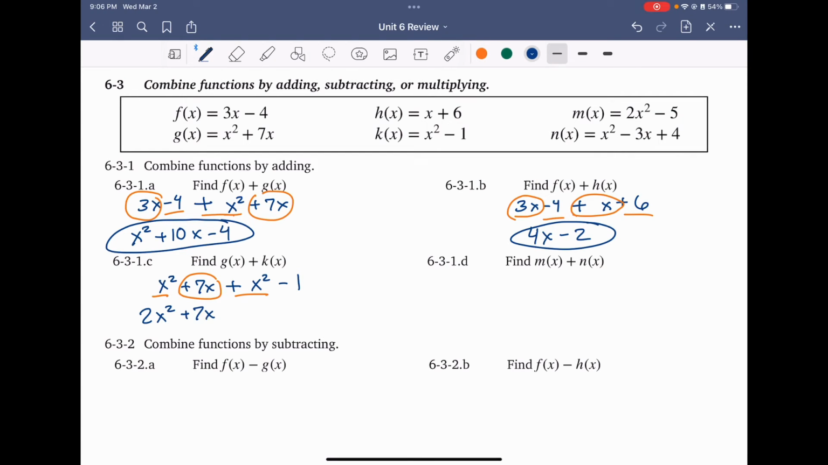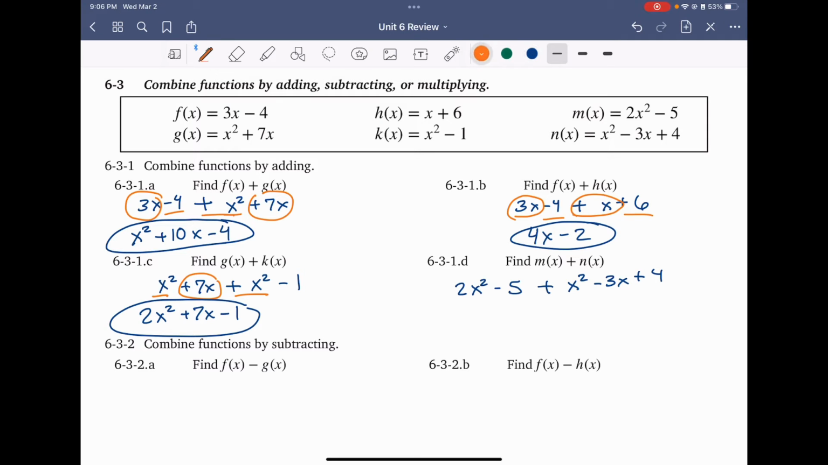And then constants, what we have left over is just the 1. All right, last one, m of x plus n of x. So m of x is 2x squared minus 5. And then we're adding n of x, which is x squared minus 3x plus 4.